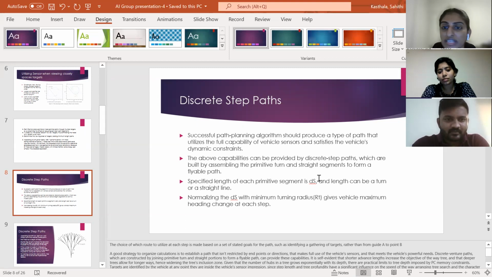The specific length of each segment is ds, and the segment can be a straight line or a turn. By normalizing this primitive segment length with the minimum turning radius, it gives the maximum heading change that is needed at each step. So a good strategy to organize all these calculations is to establish a path that isn't restricted by the endpoints or the directions, that uses the full capability of the vehicle sensors, and that meets the vehicle's needs such as the dynamic constraints.